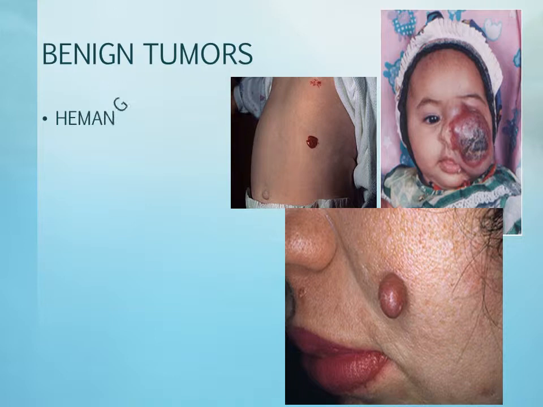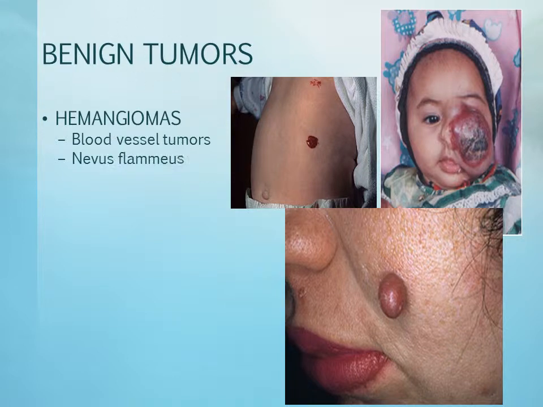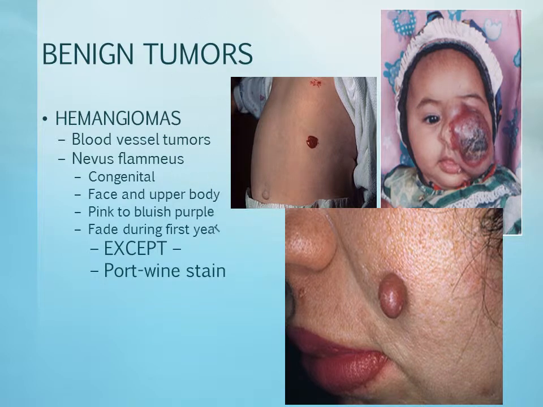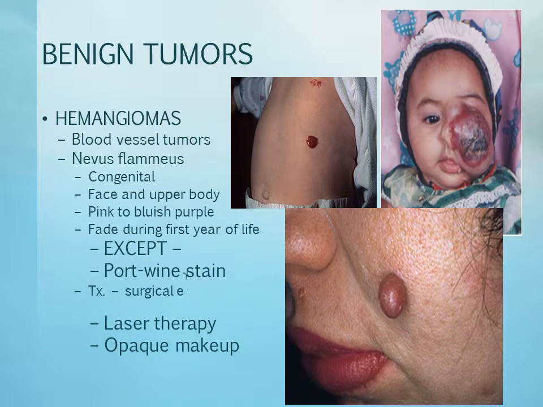The last benign tumor we will be discussing is hemangiomas. This is a blood vessel tumor. It is also referred to as nevus flammeus. It generally develops congenitally. It usually appears on the face and the upper body. It is a pink to a bluish purple appearance. It does tend to fade during the first year of life, except for the port wine stain. Treatment generally consists of surgical excision with grafting. There could be laser therapy and the possibility of using opaque makeup.